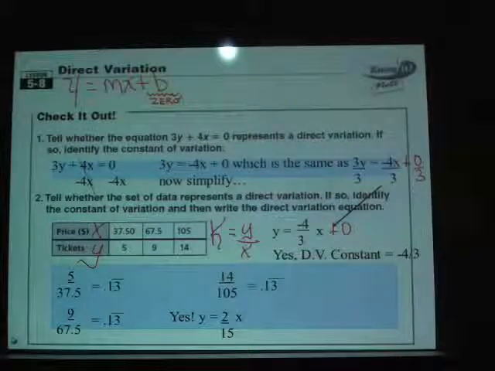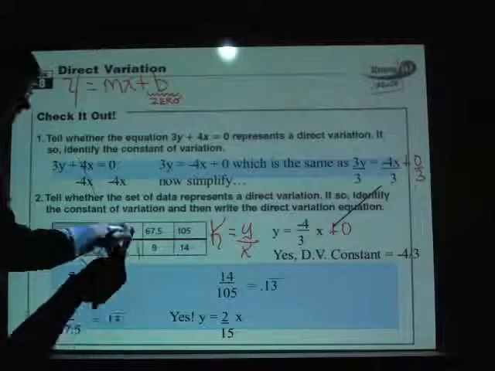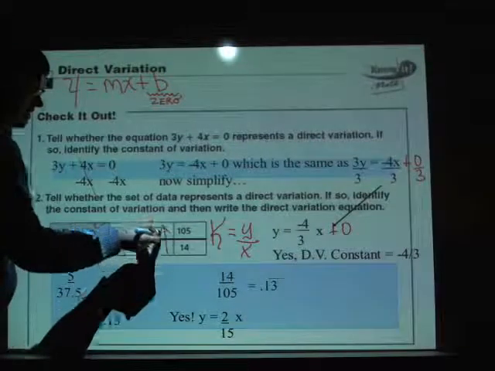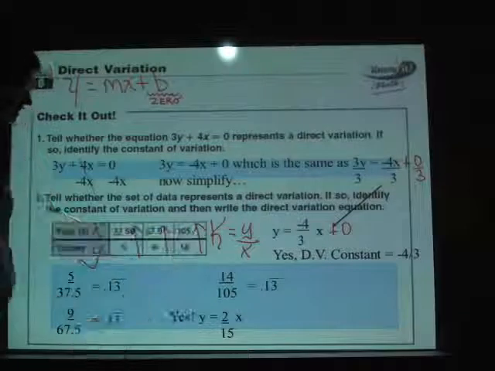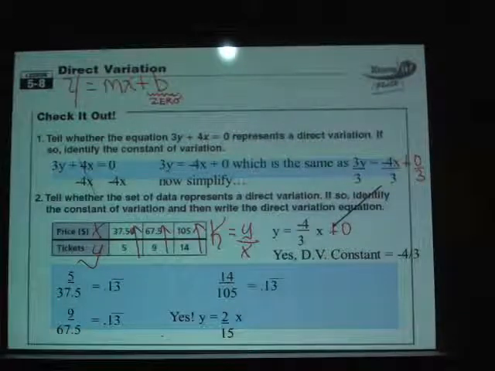As you can see, they're taking the y values and dividing them by the x values here. 5 divided by 37.50, 9 divided by 67.5, 14 divided by 105. Well, as you can see, each one of those returns a value of 0.13 with the 3 repeating. Since the number is the same all the time, that implies that there is a constant of variation, which is 0.13 repeating. So yes, this is direct variation.